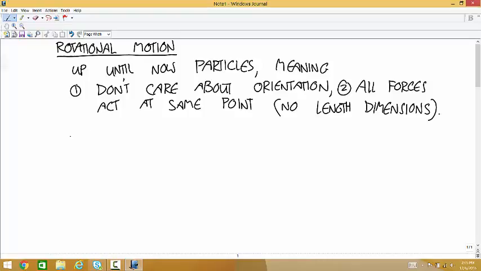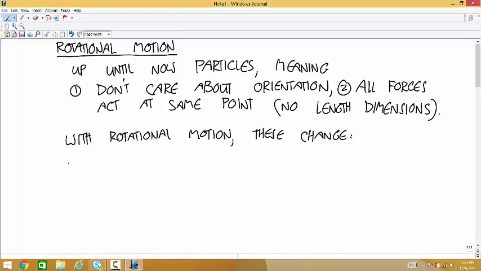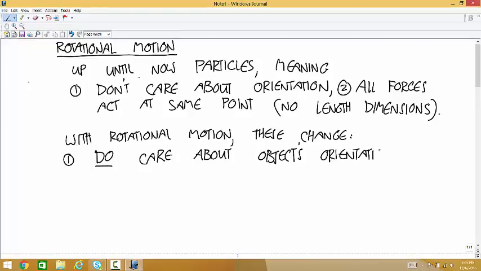So now both of these change with rotational motion. Now we do care about an object's orientation, and where on the body forces are applied does matter.